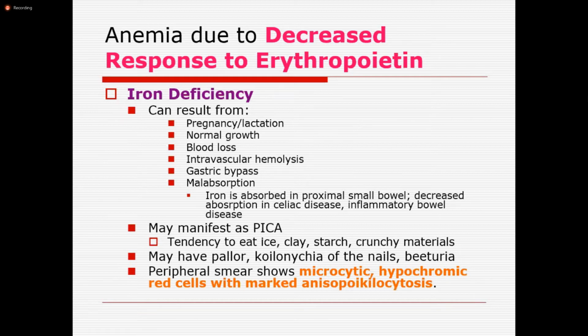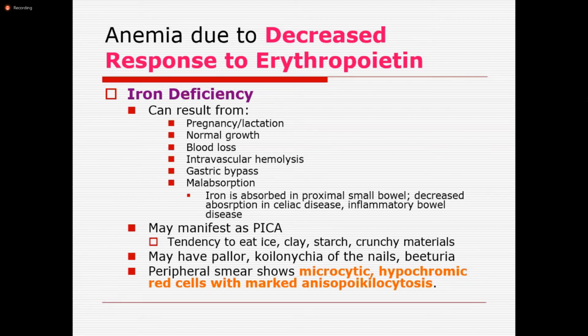Other causes of decreased response to erythropoietin, again, are pregnancy, lactation, normal growth, blood loss, intravascular hemolysis, gastric bypass, malabsorption. Iron is absorbed in the proximal bowel, with decreased absorption in celiac disease and inflammatory bowel disease, where the site of absorption is for the iron. If iron is not absorbed, then the hemoglobin would not increase in response to erythropoietin administration. In these cases, if there is any bowel-related disease, then it's better to replace the iron parenterally.